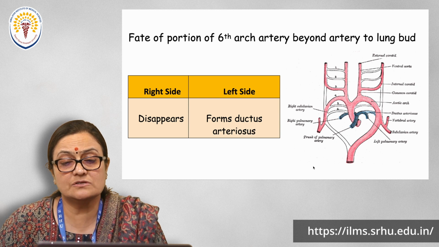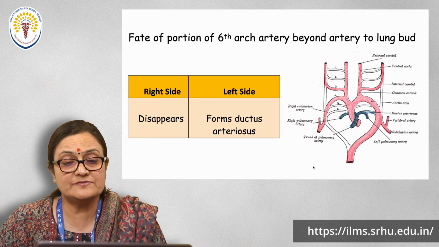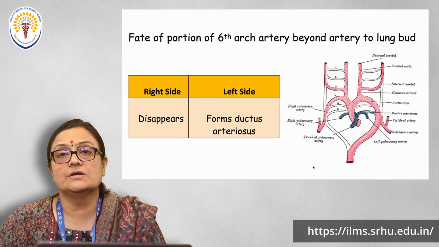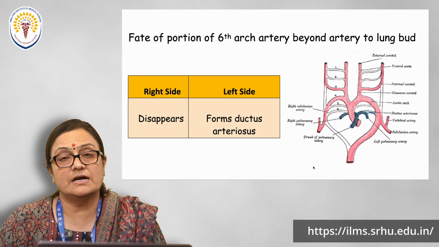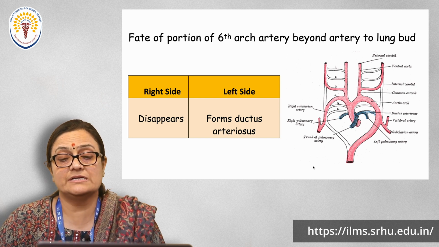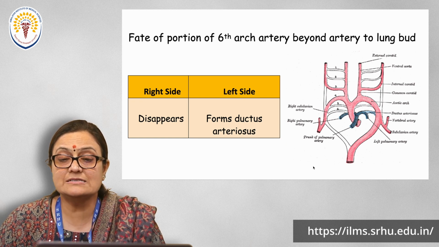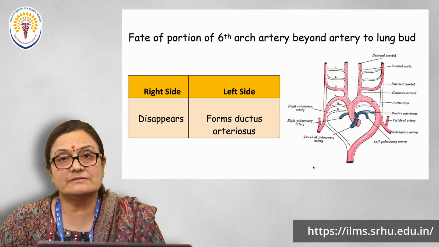So, if you focus on the right side, this part has completely disappeared, but if you focus on the left side, this portion will form ductus arteriosus, the part which is shown by blue and white dotted lines, blue and white dotted area. So, this forms ductus arteriosus. Now, why has a connection been left here, whereas the same part on the right side has disappeared? Because on the right side we will have the arch of aorta.